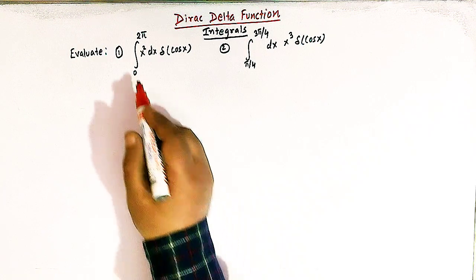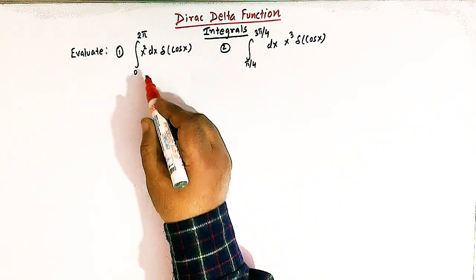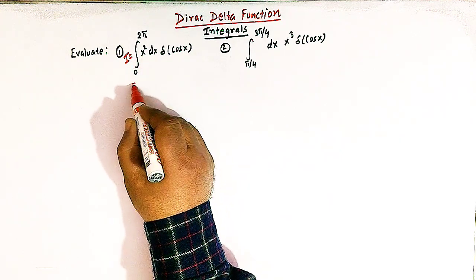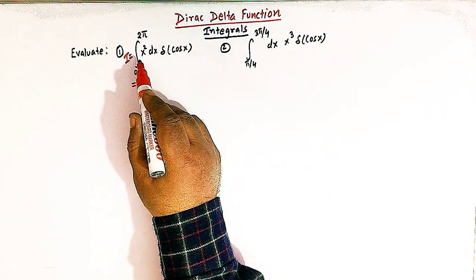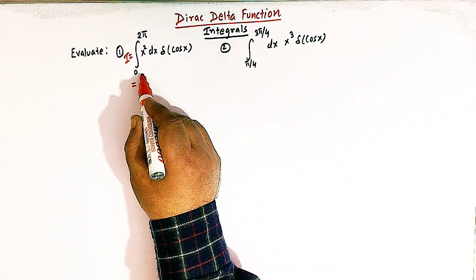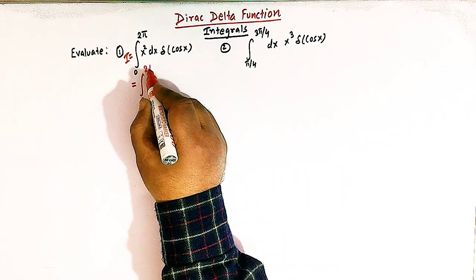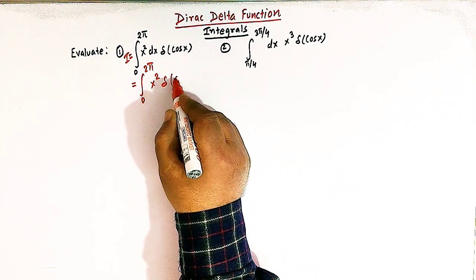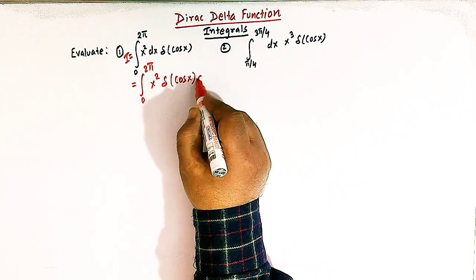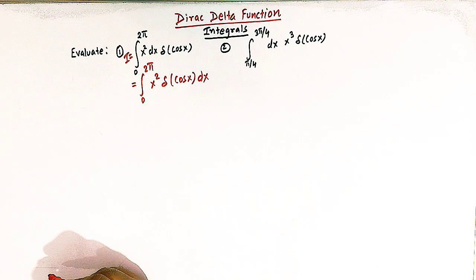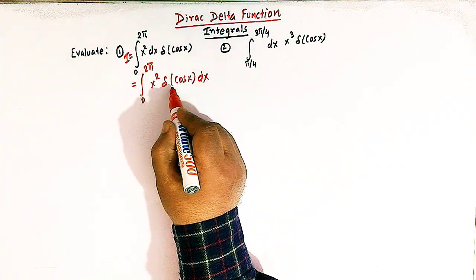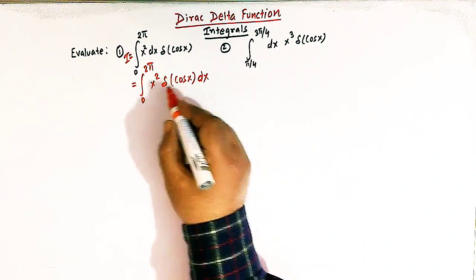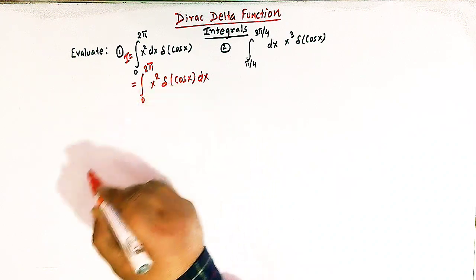So here let us first take this integral. Let us rewrite or rearrange the terms inside the integral. We have 0 to 2 pi, then we can write x square delta of cos x, and here we have dx. Now we see that we have a function, cosine x, inside the delta function.